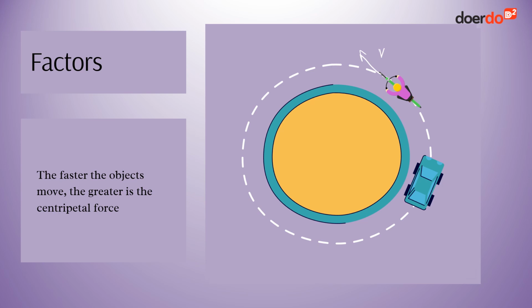So if this is faster, then you need more force to hold them back in. If this bicycle is slower, then the force is lesser compared to a car, because a car is moving faster than a bicycle, so we need more centripetal force to hold this car back in within this circular path. So when this car is driving in a roundabout, it has a greater centripetal force as compared to your bicycle.